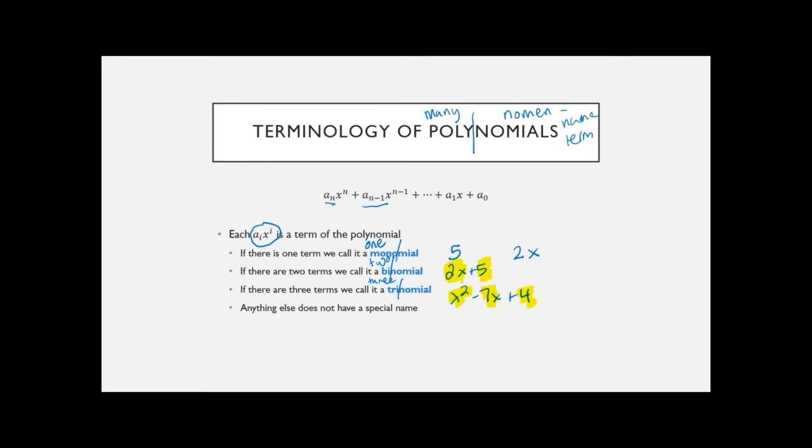A lot of times when we're talking about multiplying, you'll see multiplying binomials. And so knowing what a binomial is is important, because if you're told to multiply binomials, you need to know what you're looking at. So that's the terminology here.